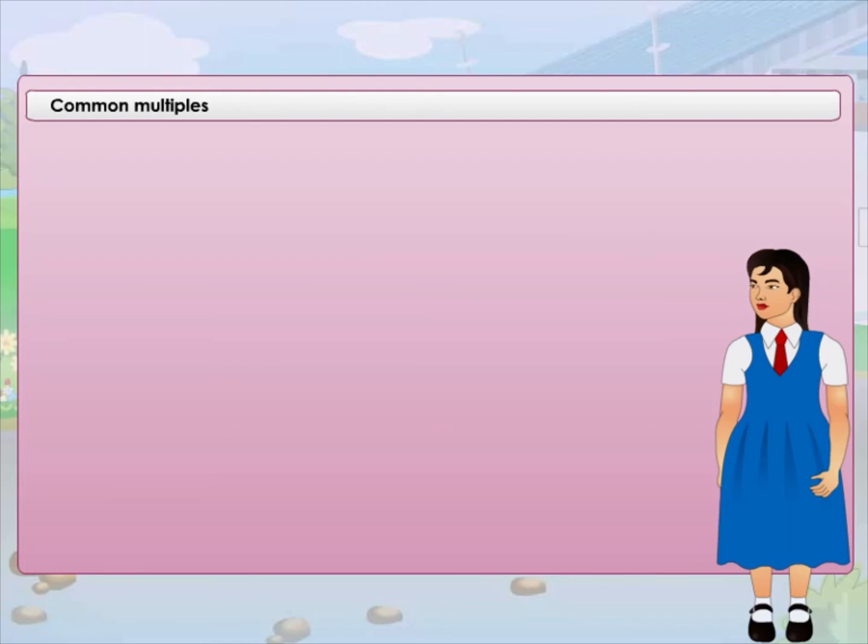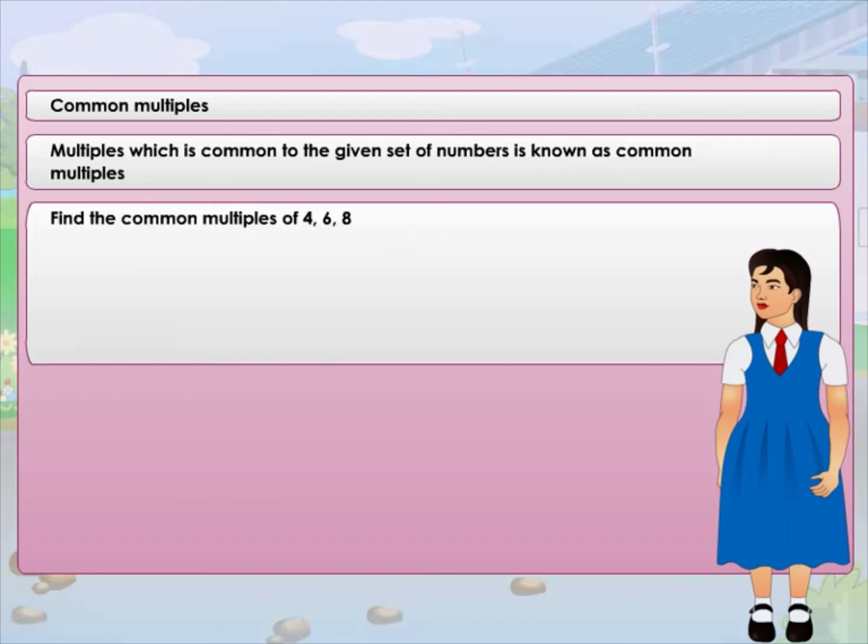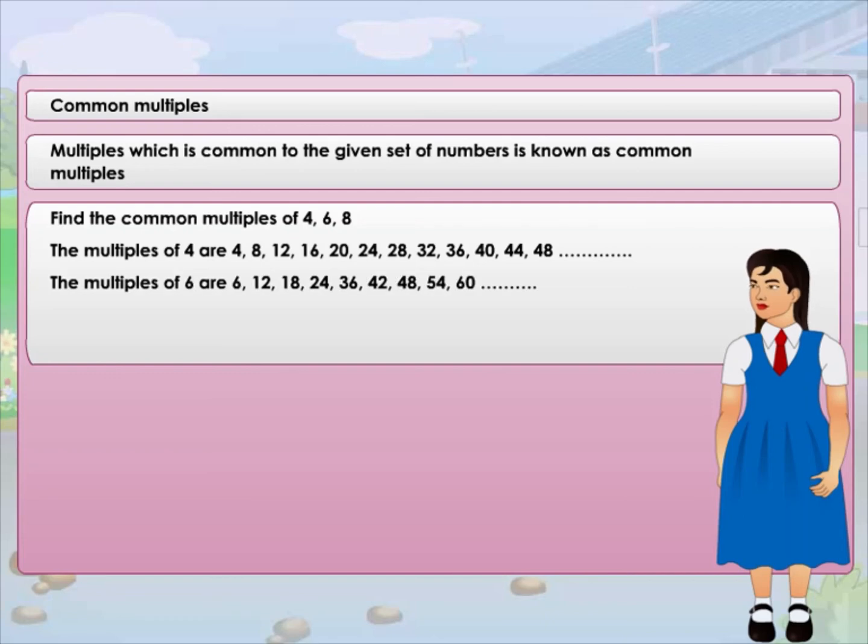Common multiples. Multiples which are common to a given set of numbers are known as common multiples. Find the common multiples of 4, 6, and 8. The multiples of 4 are 4, 8, 12, 16, 20, 24, 28, 32, 36, 40, 44, 48, etc. The multiples of 6 are 6, 12, 18, 24, 36, 42, 48, 54, 60, etc.